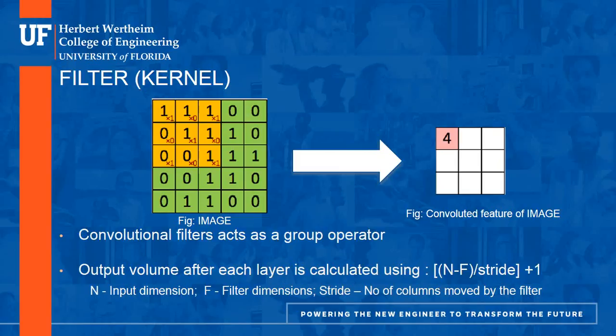The output volume after each layer is calculated using the formula seen in the slide, which is (n minus f) divided by stride, plus 1. Here n represents the input dimension, f represents the filter dimension, which is 3 by 3 that is used, and stride represents the number of columns moved by the filter at an instant. So for this application we use 3 by 3 filters except in the first layer, which we will be seeing later.